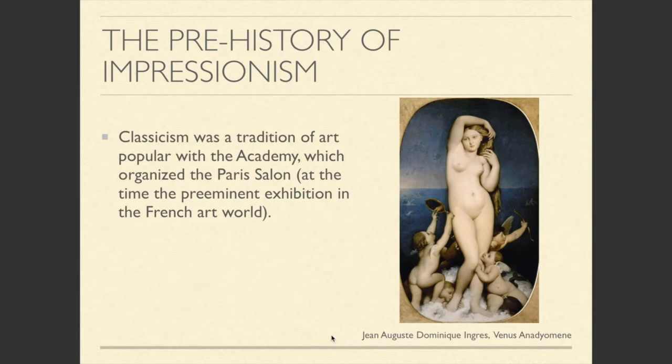Okay, to understand Impressionism better, it's good to understand its prehistory, what came before it, because Impressionism was a clear reaction to what came before it. Okay, and what came before it was Classicism. Okay, and that was the work that we see on the left. And Classicism was a traditional art that was popular with the Academy in Paris. Okay, which ran the Paris Salon, which was the preeminent exhibition of the European art world at the time.